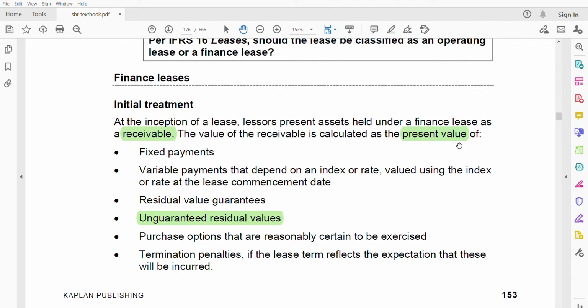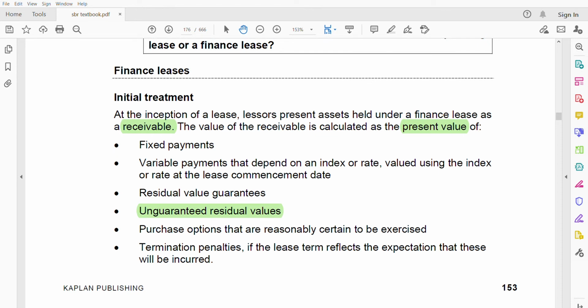Even for the lessee accounting, your lease liability was calculated at present value, right? So fixed payment, that means whatever payment was fixed. Same for lease liability. I'm repeating this again. If you have gone through my part 1 lease liability, you definitely will understand this better. Variable payment that depends on an index or rate, valued using the index or rate at the lease commencement date. So I'm not explaining each of these things again here. I have already explained in lease liability. Please go check that out.